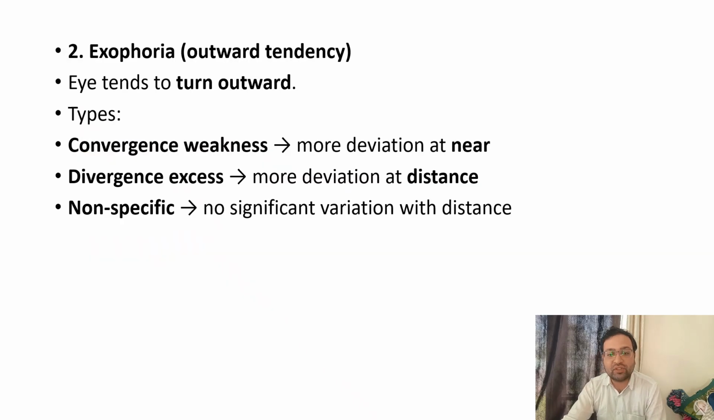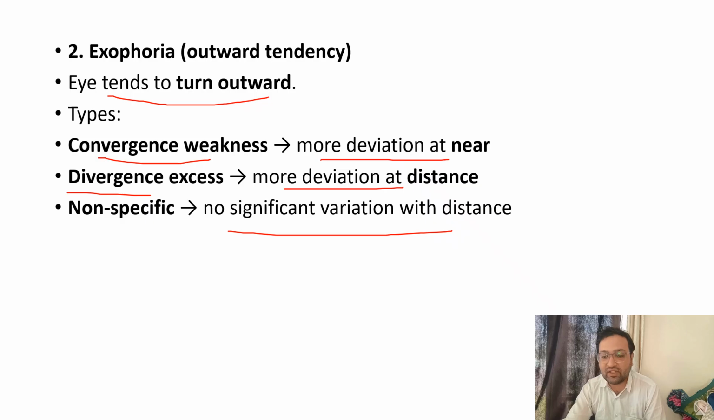Then coming on to the exophoria, the eyes tend to turn outwards. It is of different types: convergence weakness, more deviation at the near, and divergence excess, where there is more deviation at the distance. Non-specific means there is no significant variation with distance.